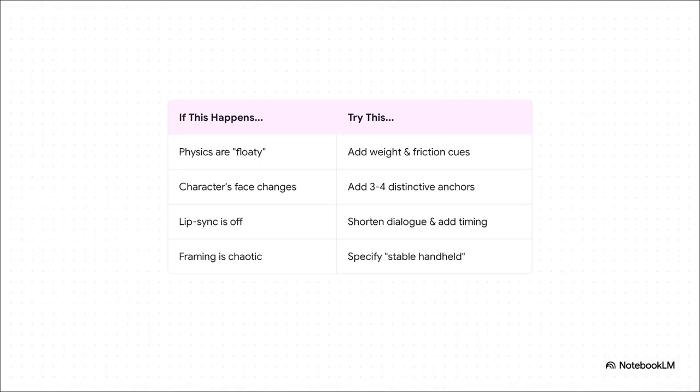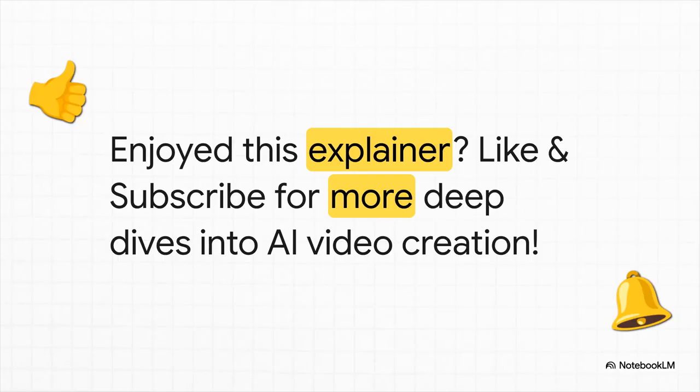And to help you with that process, here is a quick troubleshooting guide. If the physics feel floaty, add weight descriptors. If your character's face keeps morphing, lock it in with a few distinctive anchors, like a red beanie or a small scar. If the lip sync is off, just shorten the line and give it a hard timing cue. These are targeted, practical fixes for the most common problems you're going to run into. And that is our deep dive into prompt engineering.